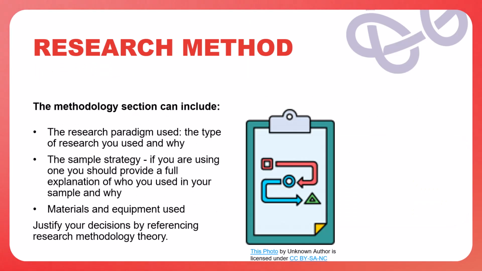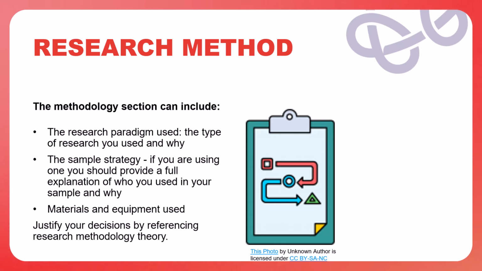It's important to make your reader be aware of what methods you use to carry out the research. You should indicate the paradigm you've used to support your research. This is the type of research that you've used, and explain why you've used it. How have you identified your sample? How did you identify the participants for your questionnaires, for example? Or how have you identified which literature to review?